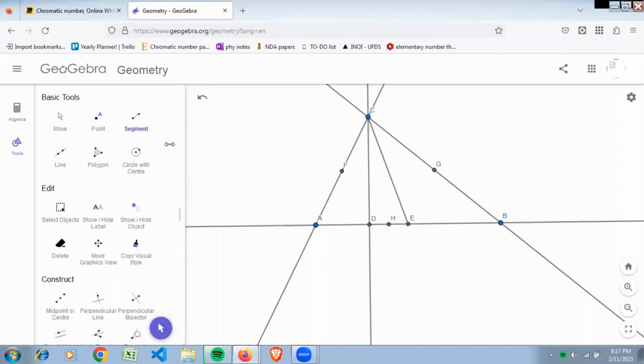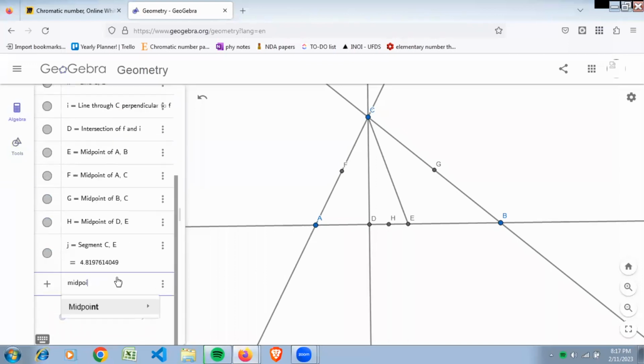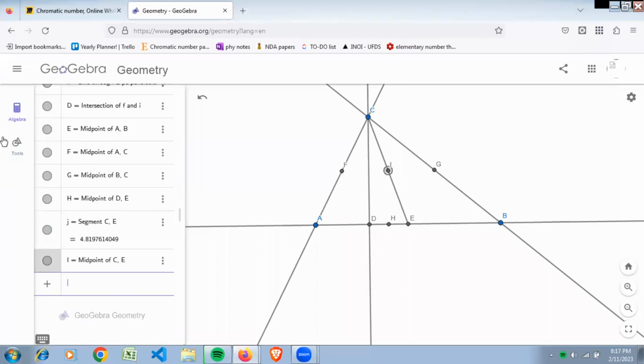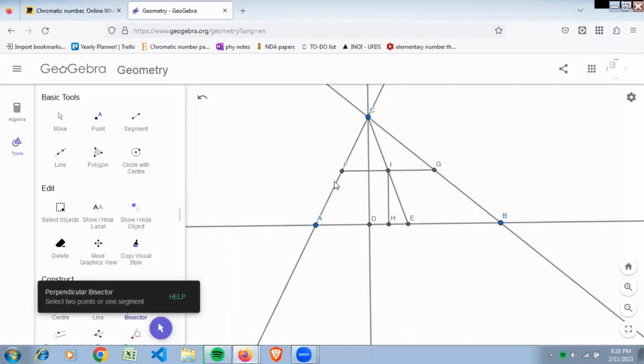Okay, if you consider the midpoint of DE, let's consider the midpoint of CE also, I. This will lie on FG, right? Because F and G are midpoints. So by homogeneity, what can you say about IH? It is perpendicular to AB. Yes. Since CD is perpendicular to AB, and IH is parallel to CD, it should be perpendicular to AB, which means it should be perpendicular to FG, and it passes through the midpoint of FG. So it should be the perpendicular bisector.